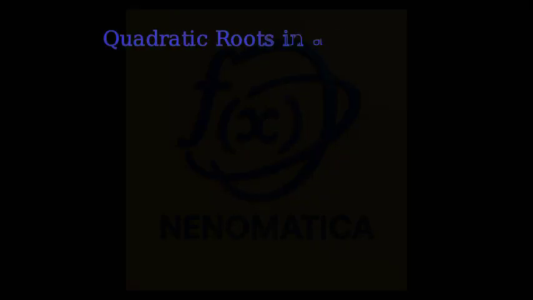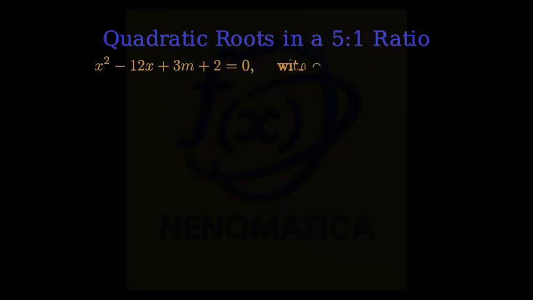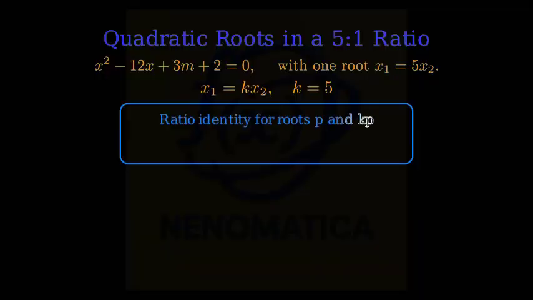In this lesson, we will solve for the parameter m so that one root of the quadratic is 5 times the other. We will follow a clean algebraic recipe that works for any ratio of roots. Step 1. Encode the ratio using a single parameter k. We are told x sub 1 equals 5 times x sub 2, so we set k equals 5. Step 2. Use the ratio identity for quadratics.